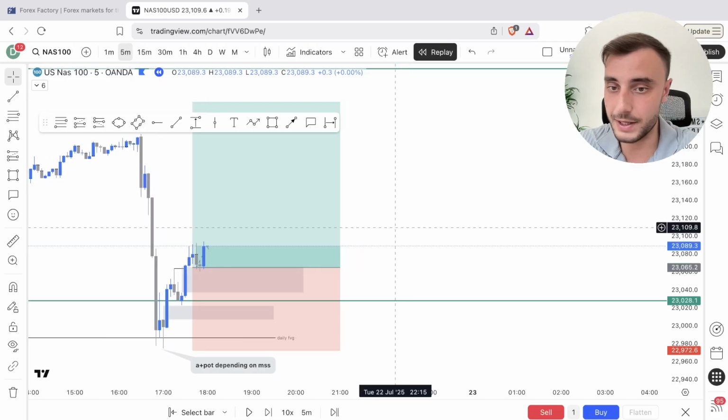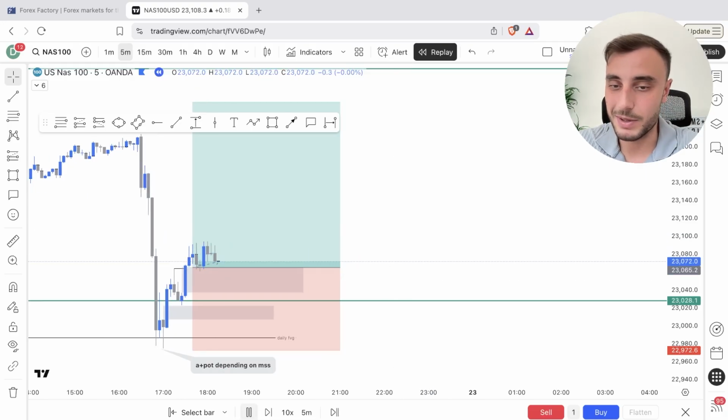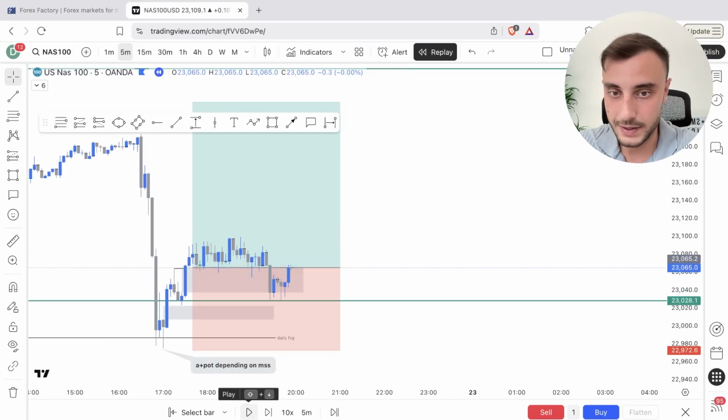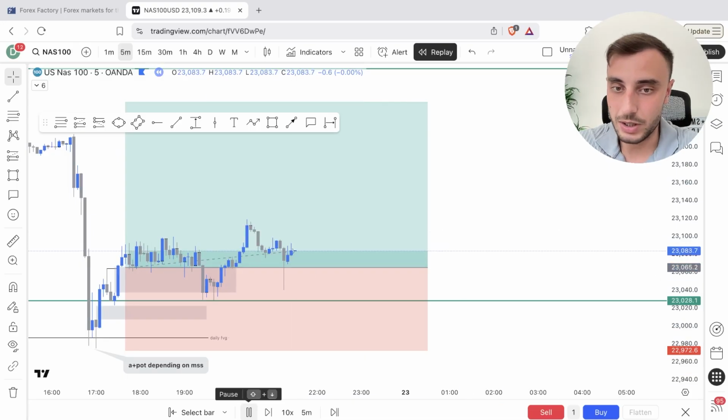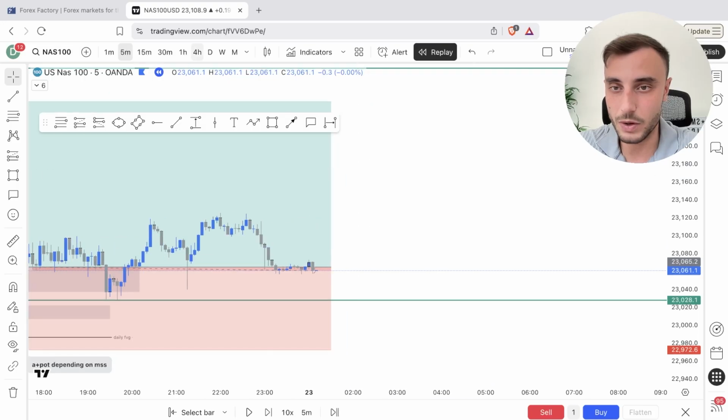Right here we got tapped in again. Beautiful initial reaction, but this time look what happens. Okay, this time price just plays around the entry price forever. Eventually it decides to take off and smash the first target. I think it was this morning.